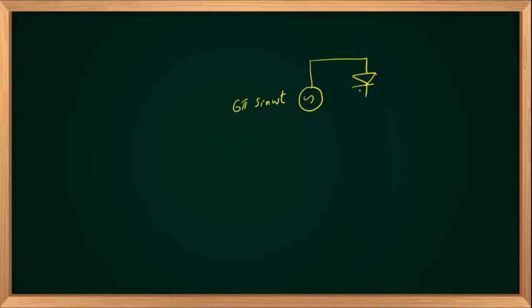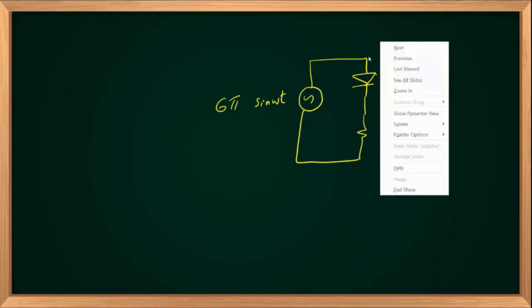Right, let us get into the other problem that is based on the rectification property of the diode. We'll see that 6 pi sin omega t is my input signal source. I have 2 diodes. Both are ideal diodes.